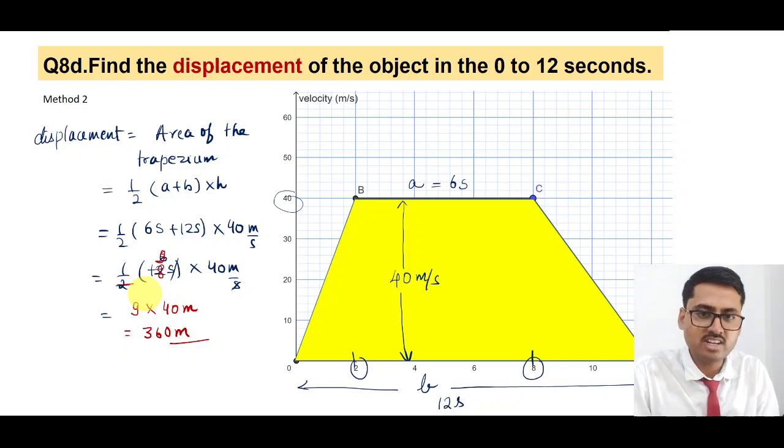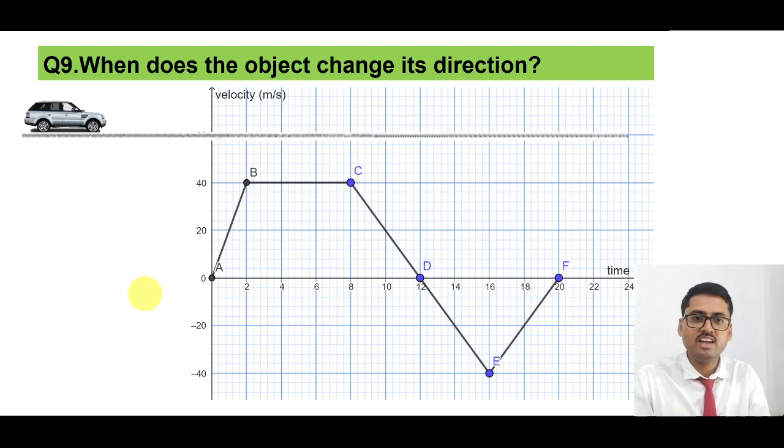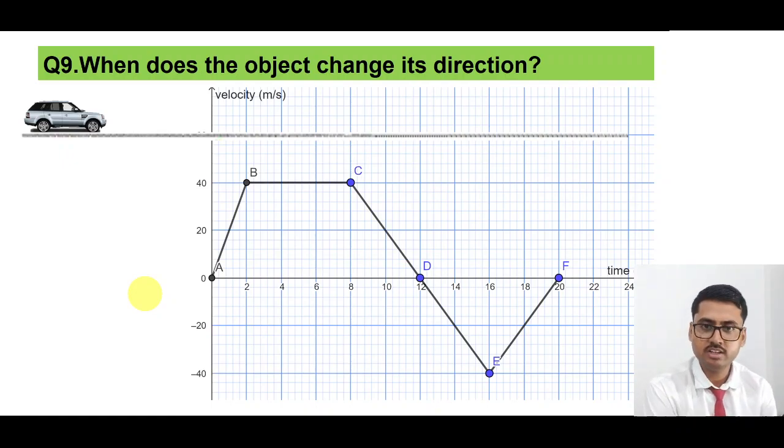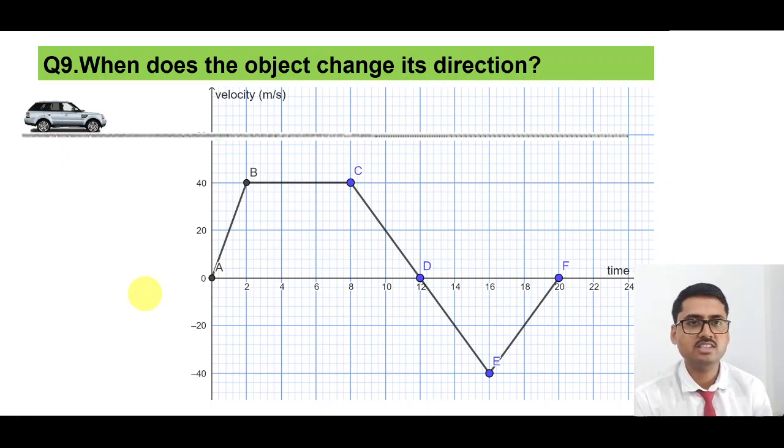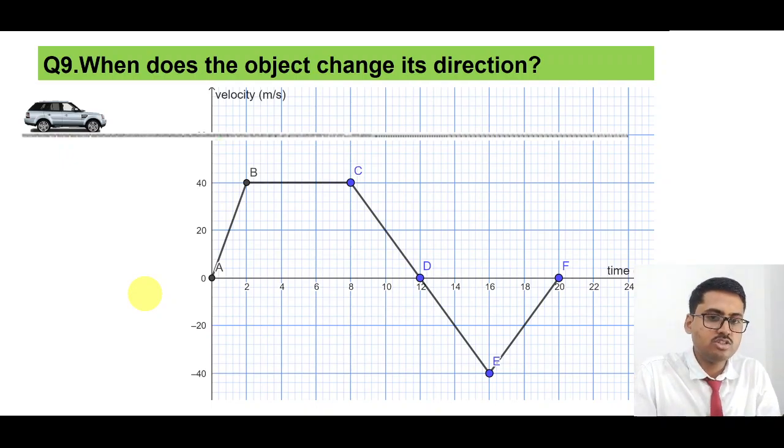Now we have the final question of the day and one short question and then we'll do the final question. The question is very interesting and one of the best questions of the day. The question is, when does the object change its direction? So imagine there is a car moving on a straight road. Initially it is at rest.